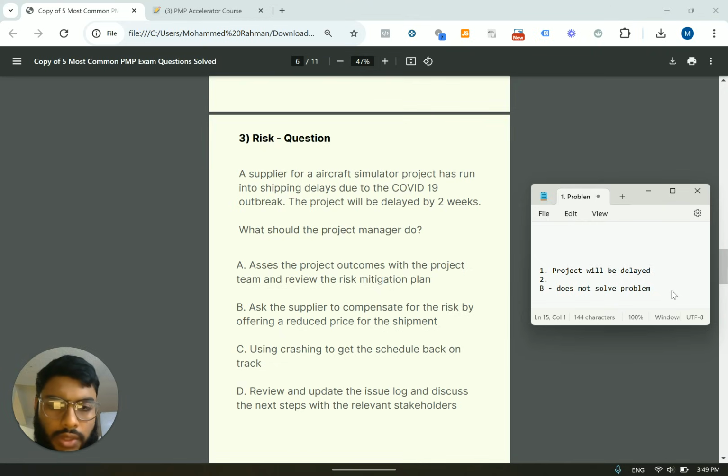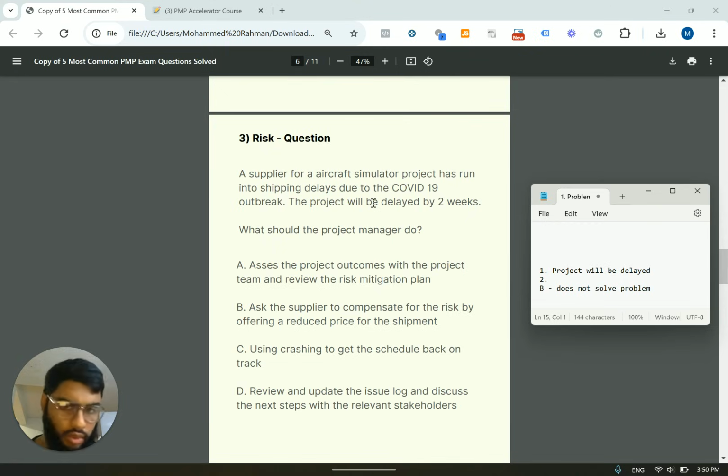Assess the project outcomes with the project team and review the risk mitigation plan. Why are we going to eliminate A? Pause this video and try to figure it out. This is very, very important. They mentioned that the project will be delayed. It's a declaration. It's not that the project might be delayed. The project will be delayed. The risk mitigation plan comes in handy when there is a chance to mitigate the risk, which is the delay. But in this case, they have declared in the question that the project will be delayed.